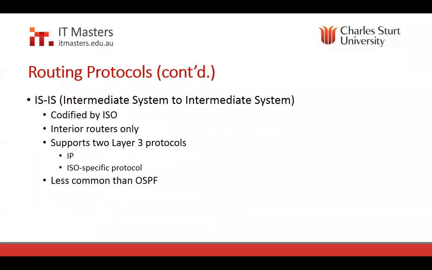And lastly, not really going to talk about it too much, is IS-IS, Intermediate System to Intermediate System. It's a bit of an older routing protocol. I wonder if anyone's actually seen it out there. Probably some of you have, but it's certainly not very common. It supports only two layer 3 protocols, IP and an ISO specific protocol, which is less common. OSPF is probably the routing protocol of choice for interior routing. BGP is obviously the routing protocol of choice for exterior networks, or those on the internet.